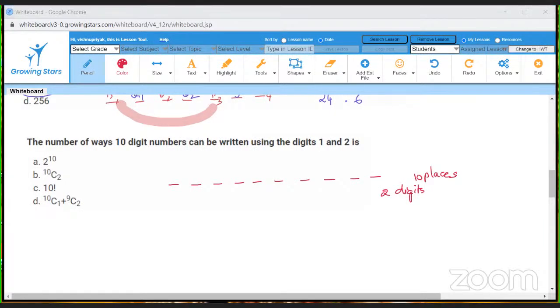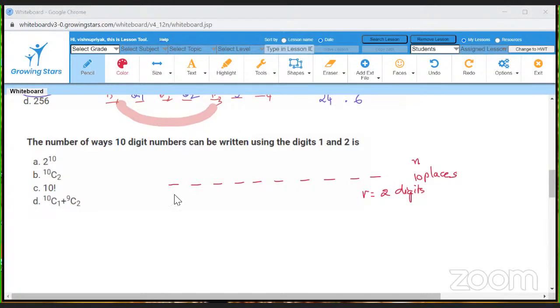If you use the digit 1, then how many chances will it have? 1 can be sitting in how many places? And if you use 2, how many places? This is N, this is R. So repetition is allowed means what? Each place can be filled in 2 ways.